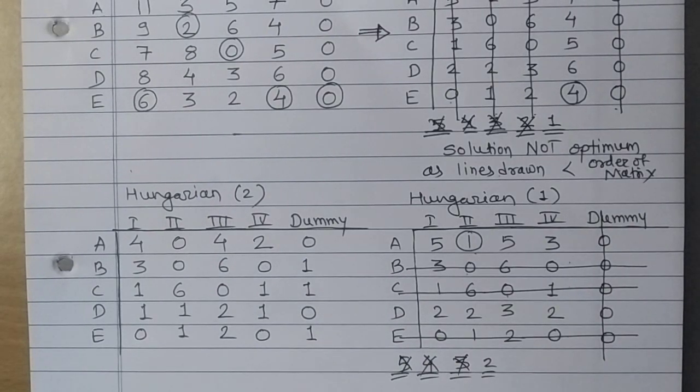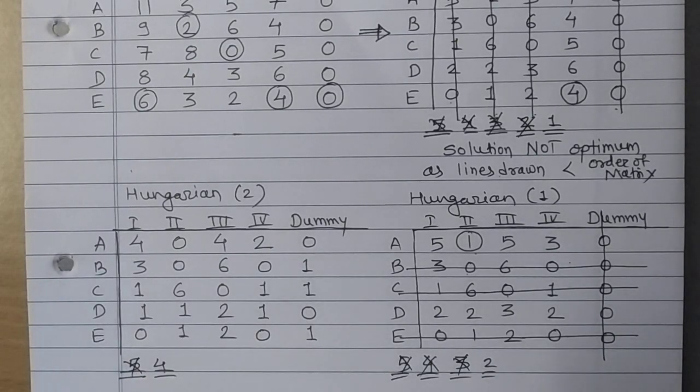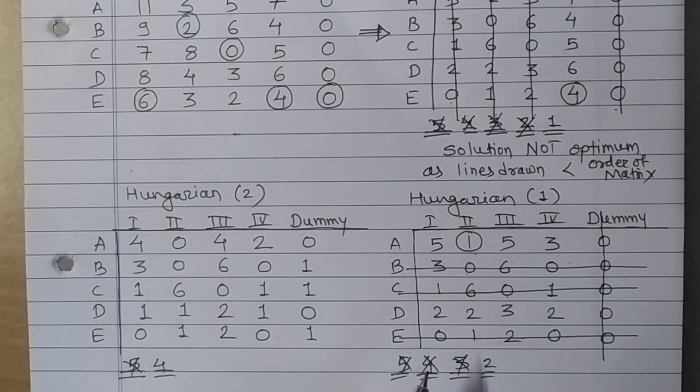Now start covering the lines. Start with 5 zeros. Can you find 5 zeros now? No. So go for 4 zeros. Can you find 4 zeros in a row or column? Here there are 2 zeros, 2 zeros, 1 zero, 1 zero and 2 zeros. So I cannot find 4 zeros. Go for 3 zeros. Even I cannot find 3 zeros in a row or column.